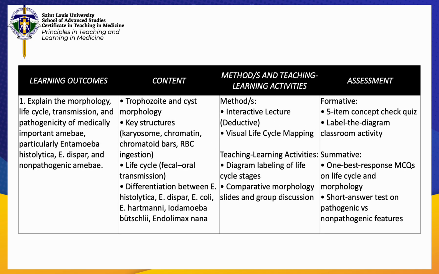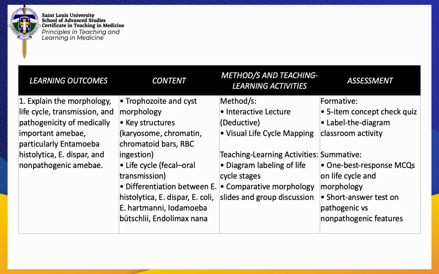Our first learning outcome emphasizes foundational understanding. The students must be able to describe the morphology, life cycle, transmission routes, and pathogenicity of Entamoeba histolytica, Entamoeba dispar, and other non-pathogenic species. To achieve this, content includes trophozoite and cyst morphology, structural hallmarks such as chromatoid bars and karyosomes, and differentiation among species. We employ an interactive lecture and visual life cycle mapping paired with labeling and comparative morphology activities.